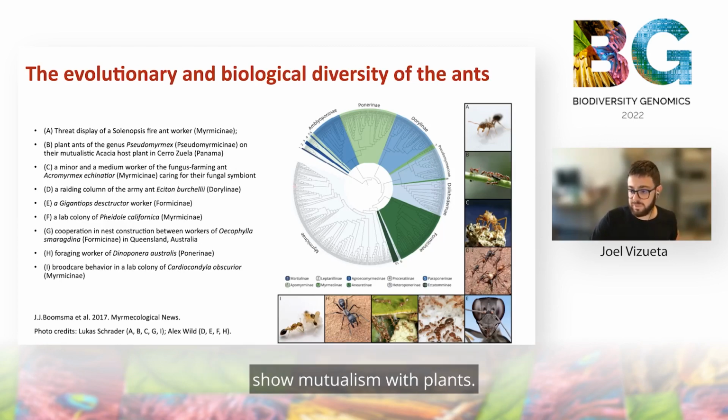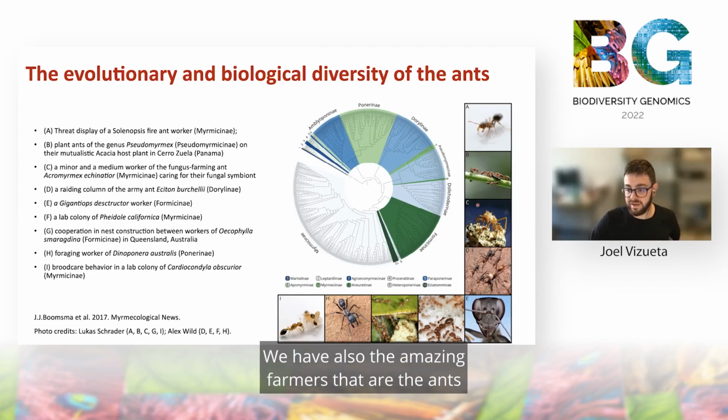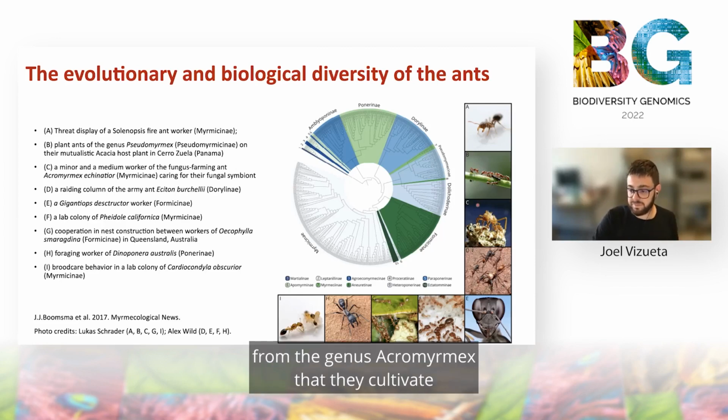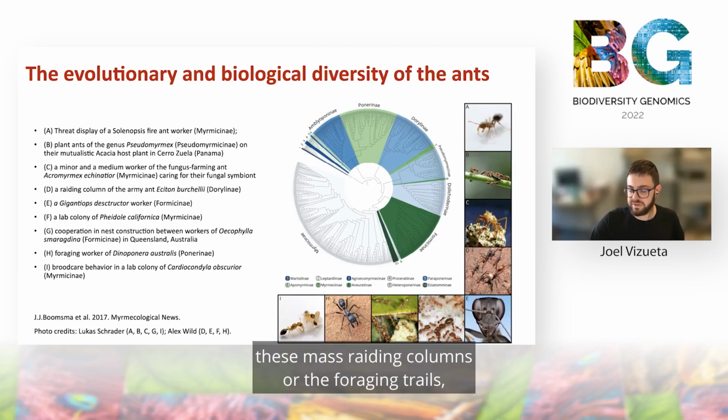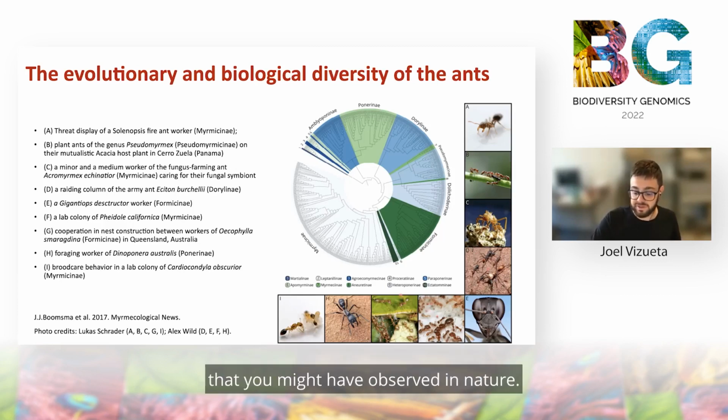For example, some species have mutualism with plants, and we have the amazing farmers, the ants from the tribe Attini, that cultivate their own fungus cultivars, and also some species that display mass raiding columns or the foraging trails that you might have observed in nature.